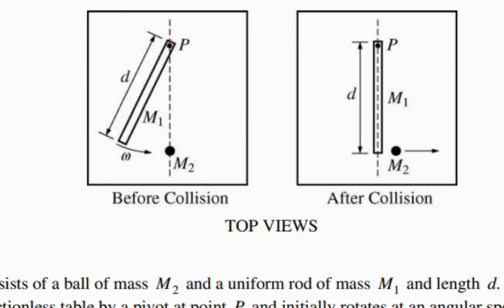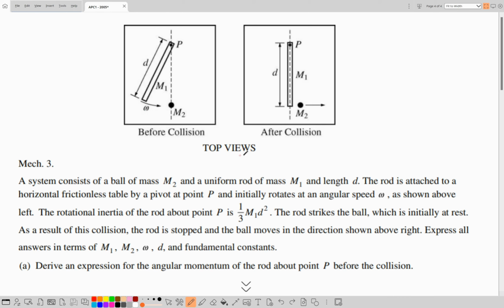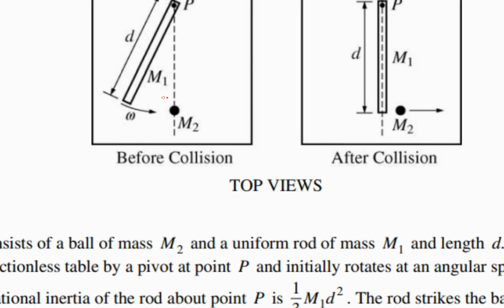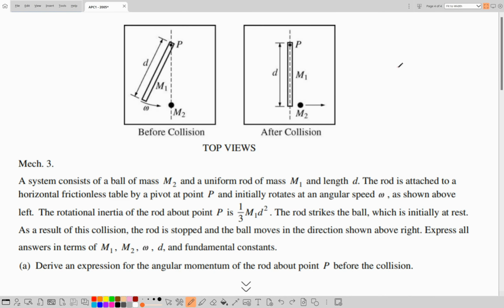So it's frictionless, which means we can apply conservation of energy, and it's rotating at an angular speed omega. The rotational inertia of the rod about point P is 1/3 m1 d squared. The rod strikes the ball, so we have a collision. The ball is initially at rest, which means initially it doesn't possess any momentum. The momentum is only due to the rotating rod. As a result of this collision, the rod is stopped, so the rod will lose its momentum, and the ball moves in the direction shown above right. Express all answers in terms of m1, m2, omega, d, and fundamental constants.